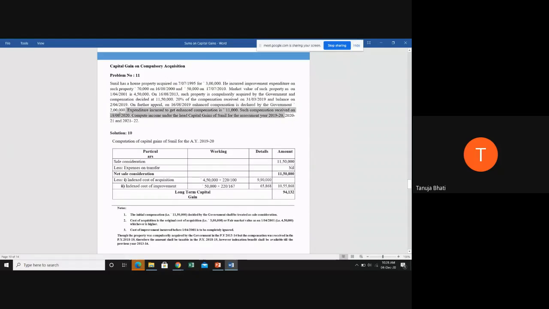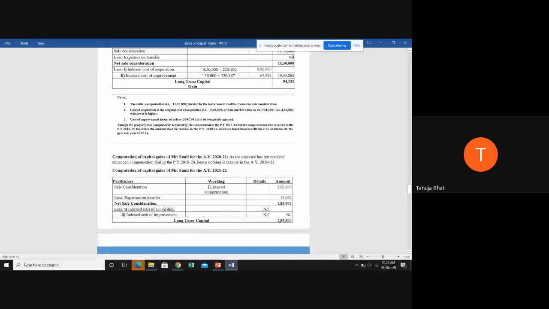Now let us go to the year 2021. They are telling us to also compute for the year 2021. Is any computation required? Because the enhanced compensation you are receiving in the assessment year 2021-22. In 2020-21, they are only declaring the enhanced compensation, but you are not receiving it. So in the computation of capital gain of Mr. Sunil for the assessment year 2020-21, as he has not received enhanced compensation during the previous year 2019-20, nothing is taxable in the assessment year 2020-21.